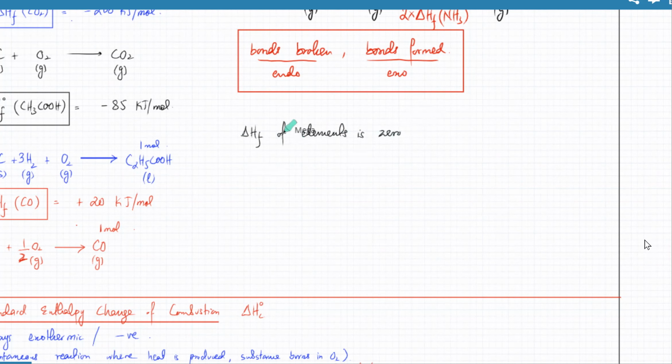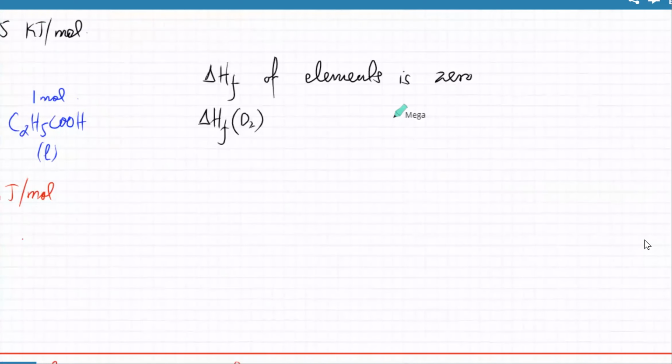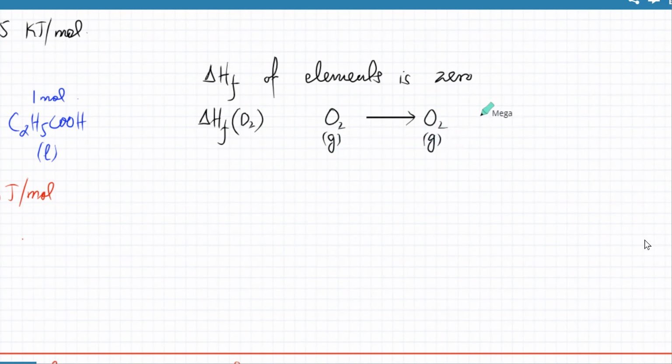Like if somebody tells you to find the enthalpy of formation of, let's say, an oxygen molecule, so by definition, what was enthalpy of formation? It was that 1 mole of oxygen should be produced from what? From its constituent element, and the element must be in its standard state. So oxygen molecule is going to be produced from an oxygen molecule. So that means you're not doing anything. That means the enthalpy change would be exactly 0 because you did absolutely nothing.